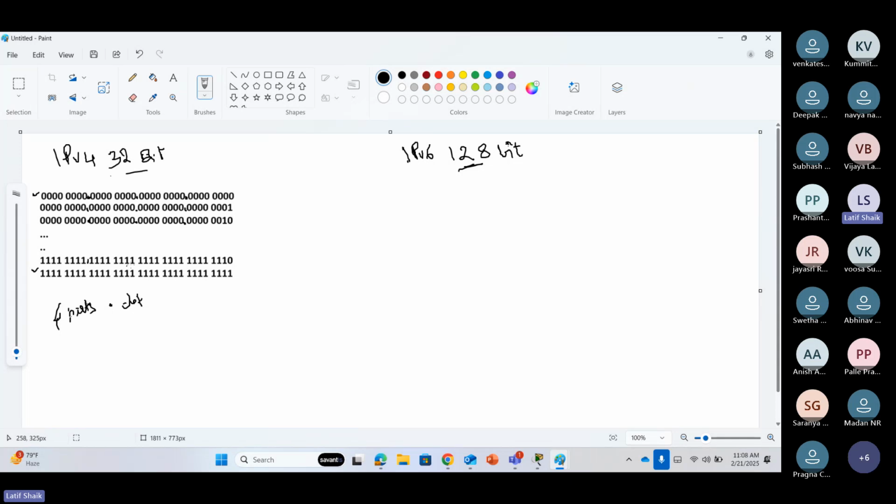So I separated this entire 32 bits into 4 parts. Each part is 8 bits. This is also 8 bit, this is also 8 bit. Each part is 8 bit: 8 bit, 8 bit, 8 bit, 8 bit. So in total it is 32 bit.